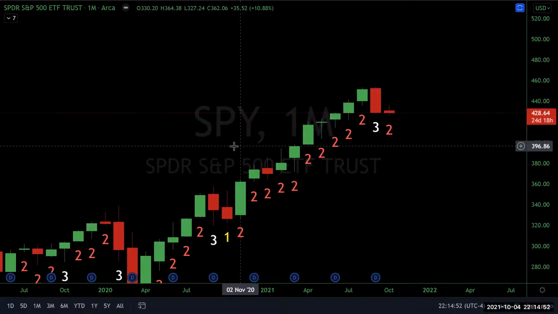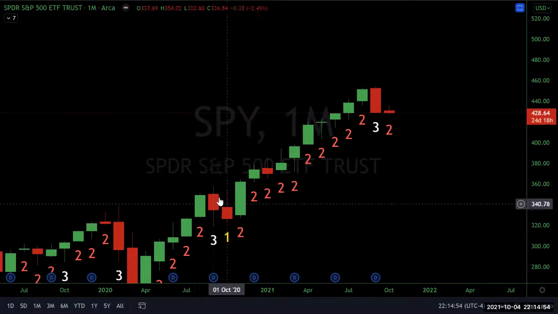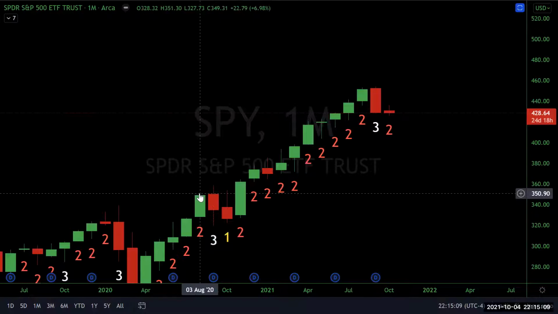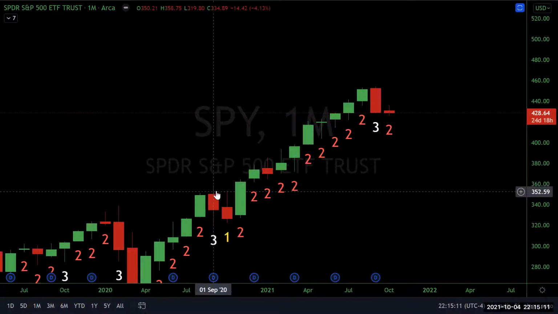All right, fam. Let's start with the threes. We've got this three right here. You see the wick up here. At one point it's red, but we know that at one point it was green because of that wick. So at one point this was a two up. It was green up here, it broke this high, so this was a two up.